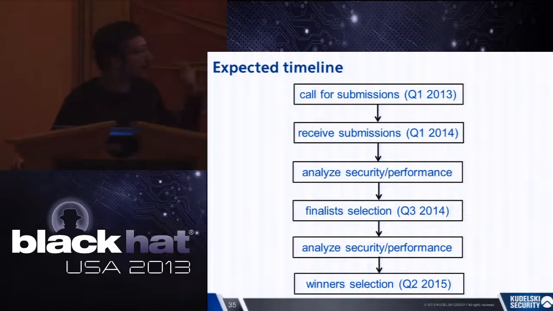So the timeline: we published the call for submissions. We hope to receive many good submissions in Q1 2014, in January. Then people, me, you, everyone, will look at them and give their opinion on performance, security, simplicity, and eventually we'll make a selection of finalists. We'll analyze them again more intensively, and hopefully in Q2 2015 we'll give a final selection of one or more submissions. There might be one for web services, one for standard applications, one for scripting languages. We don't know what we'll receive yet.